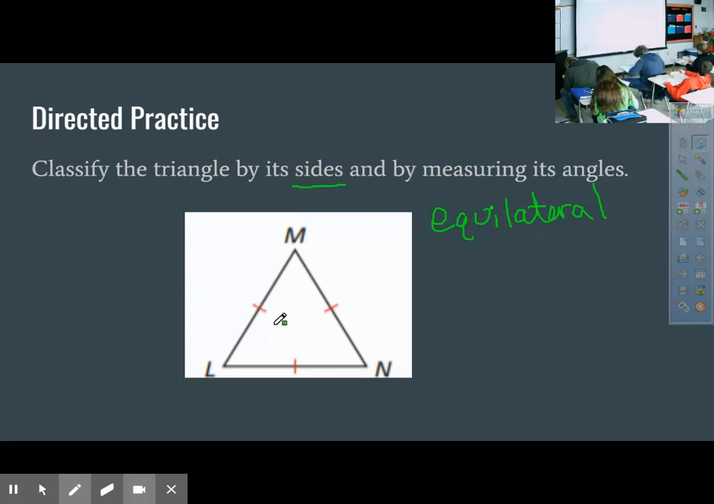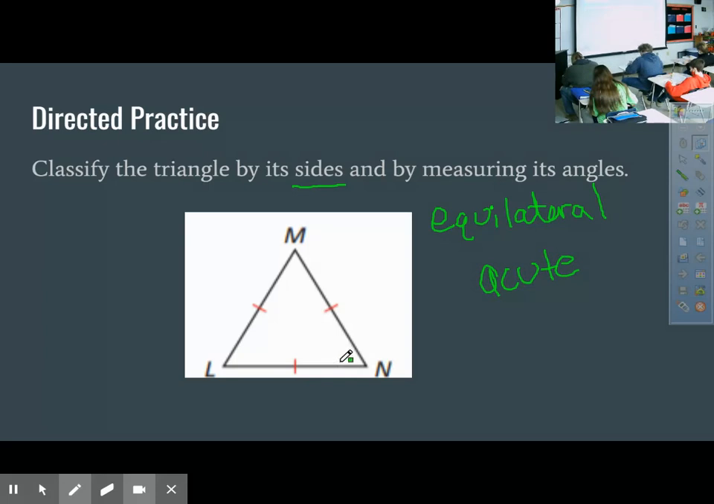Alright, so equilateral, all 3 sides are marked congruent. Alright, Andrew, what would you say about its angles? What type of triangle is it based on its angles? Acute because they're not marked congruent. Yeah, if they're acute, they're not marked congruent.